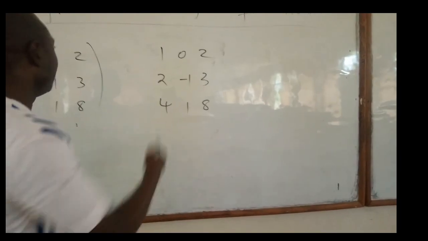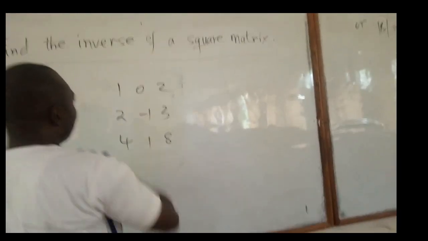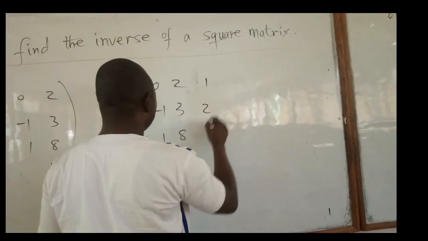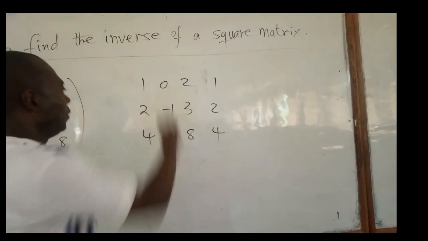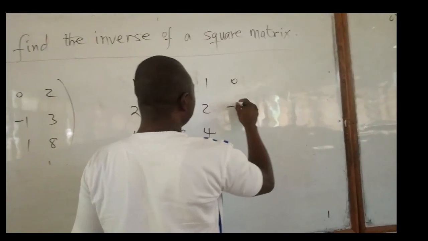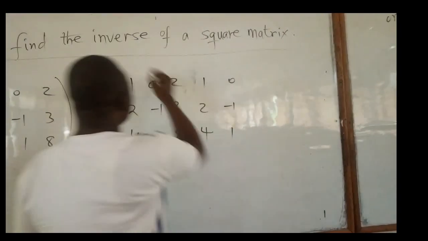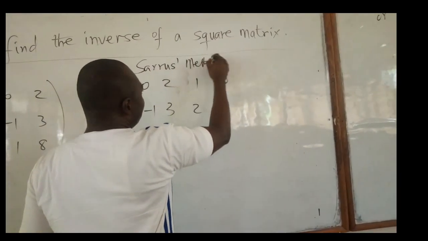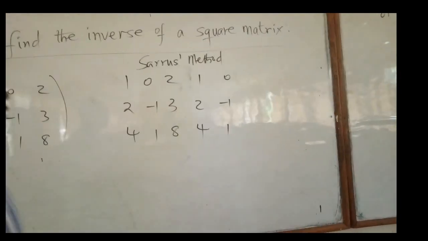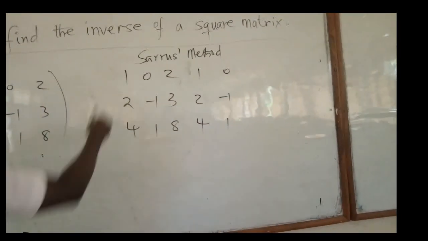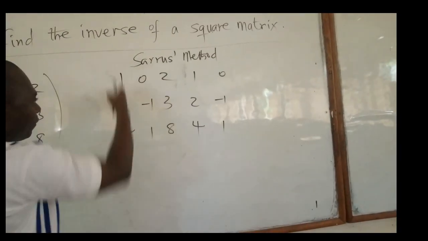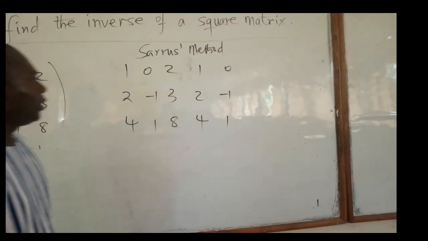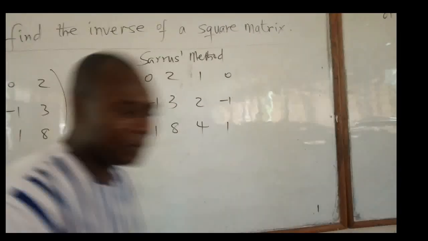What you do is that you just replicate the first column. You just repeat the elements in the first column, 1, 2, 4. The second column, 0, negative 1, 1. This is the Sarrus method for determinant. So we have it this way. So you see, I've just repeated the elements in the first column and the elements in the second column.